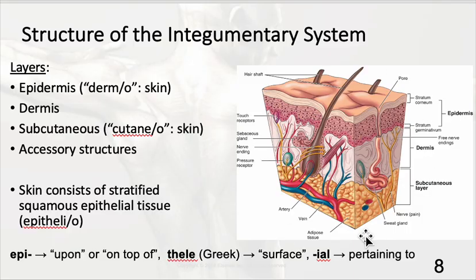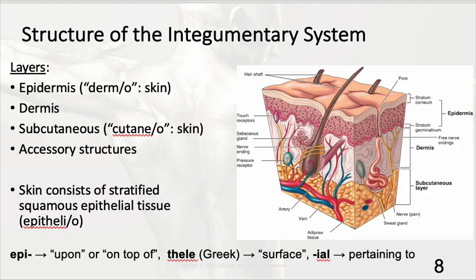As a whole, skin consists of stratified squamous epithelial tissue. Now, stratified, because it is many layers. Strata is referring to layers. Squamous refers to the shape of the cells because the cells are oval shaped. And epithelial tissue because it falls under the category of epithelium.